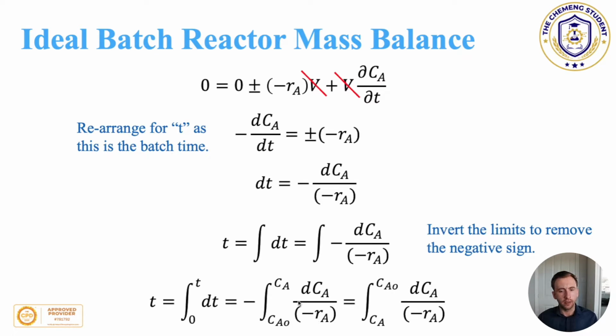Now, arguably, you're going to say, well, the Ca naught will surely be higher than the Ca, and that is indeed correct, and that's why we have the minus here. So if we invert the limits, we get rid of the negative sign. So therefore, our integral becomes the integral from Ca naught to Ca of dCa over minus Ra.